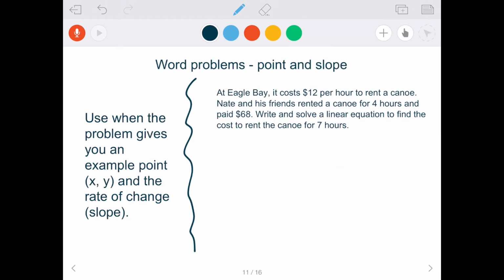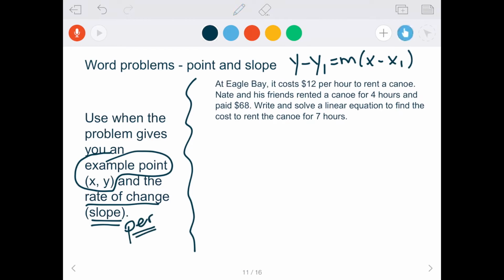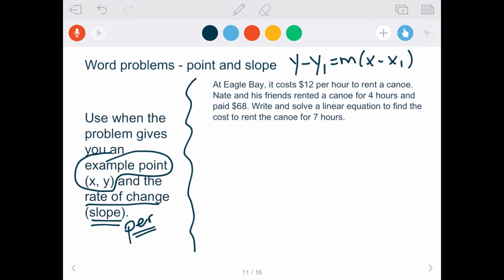Our third type of problem, word problem, is point and slope. And as we have done so many times before, we're going to use the point slope formula. So we're going to use this when the problem gives you an example point and the rate of change. So you know for rate of change, slope, you're usually looking for where it says per. So let's see here. At Eagle Bay, it costs $12 per hour, ding, ding, ding, to rent a canoe.